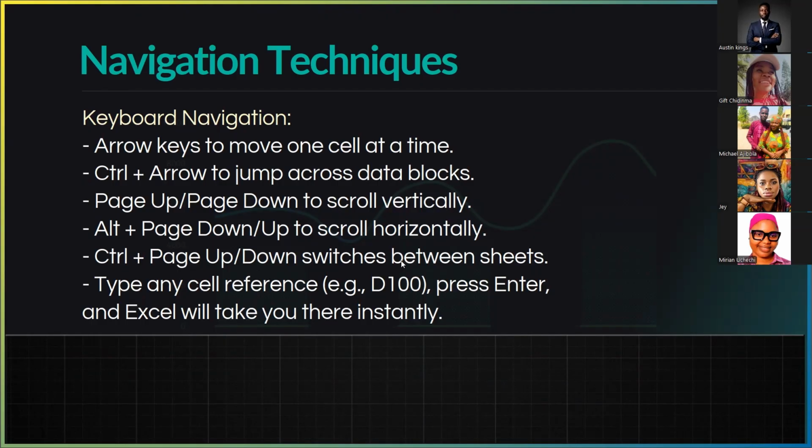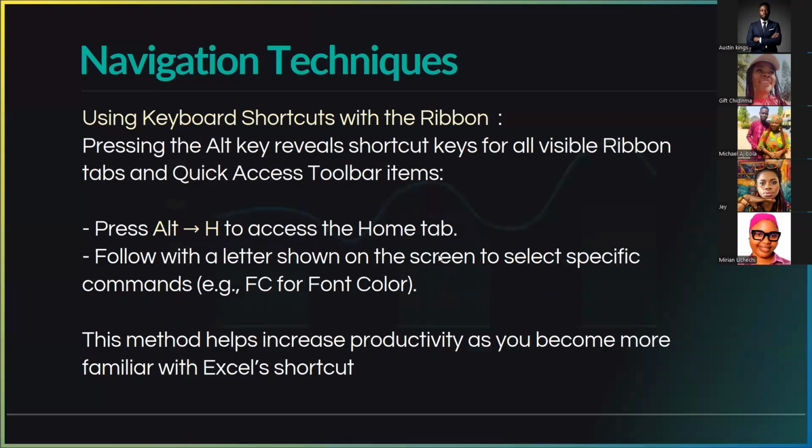Control plus page up, page down to switch between sheets. Type any cell reference, like D7, and press enter. It takes you to that cell. We did that already when we were doing the name box. Okay, so let's just move.